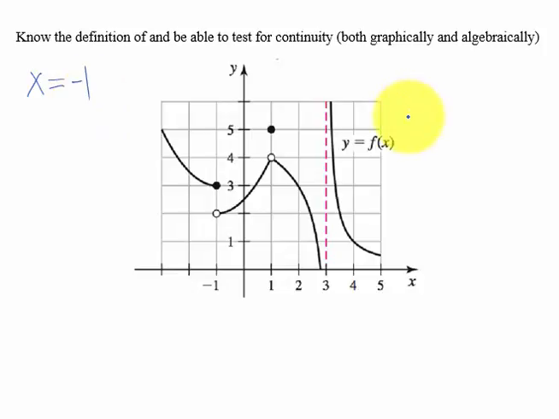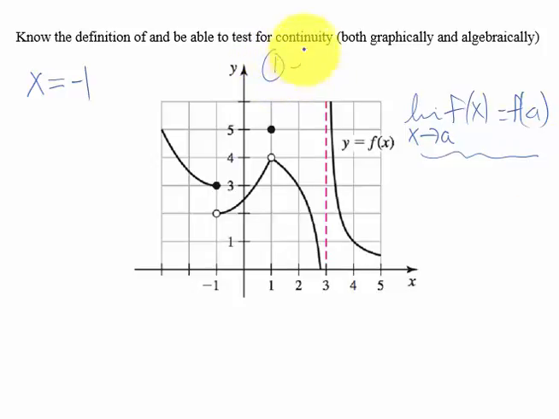continuous it has to meet the requirement: the limit as x approaches a, to be continuous at a, of the function has to equal the function value there. That's our requirement for continuity, but remember that requirement implies two other things must have happened.